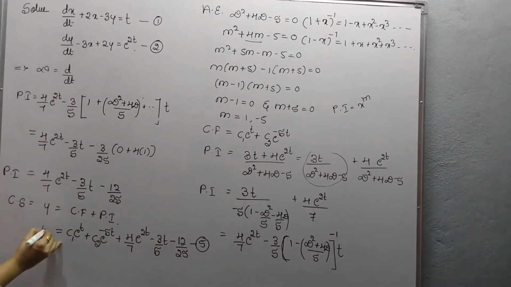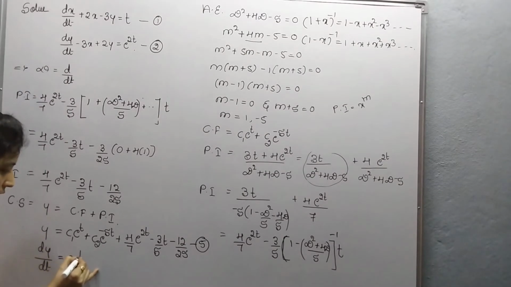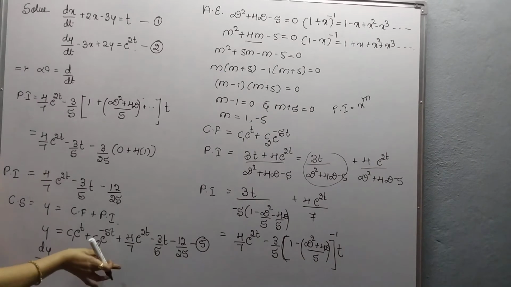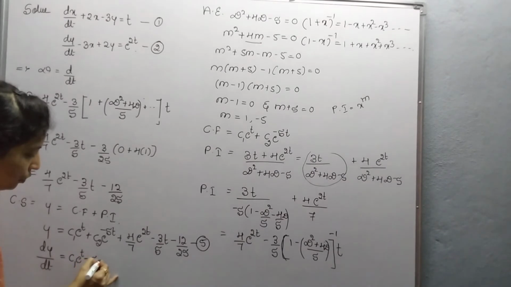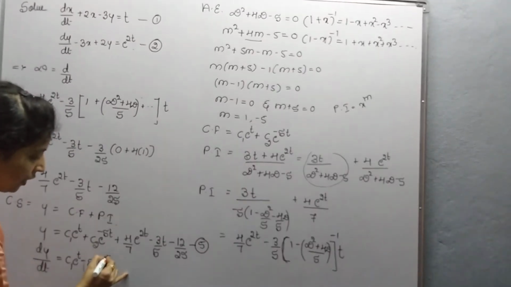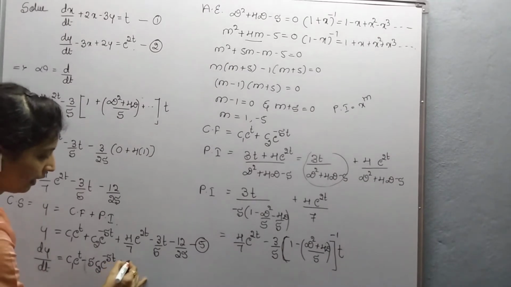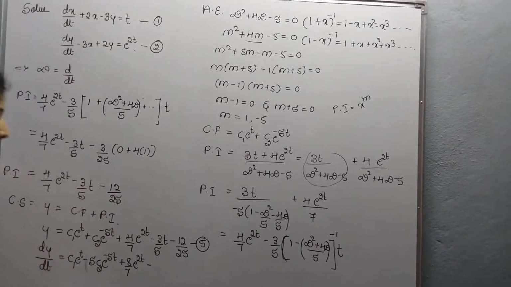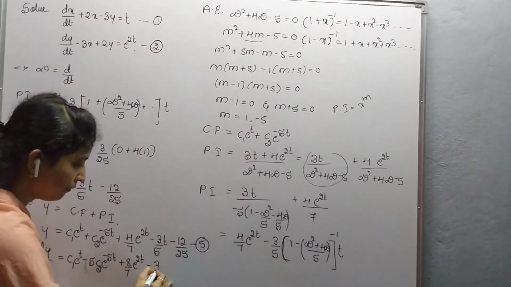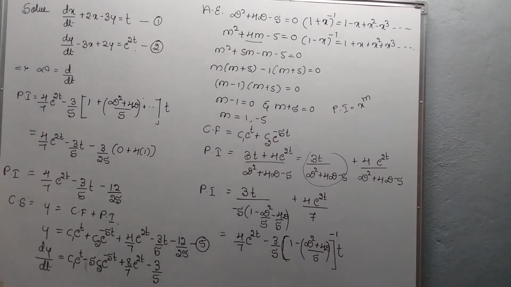Y is equal to, then differentiate this equation 5 with respect to t. Then we get dy by dt is equal to c1 e raised to t only, plus, here c2 as it is e raised to minus 5t, its differentiation will be minus 5 into c2 e raised to minus 5t, and plus 8 by 7 e raised to 2t, plus minus 3 by 5, and differentiation of the constant term is 0.